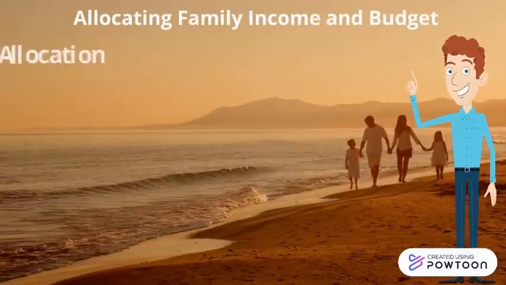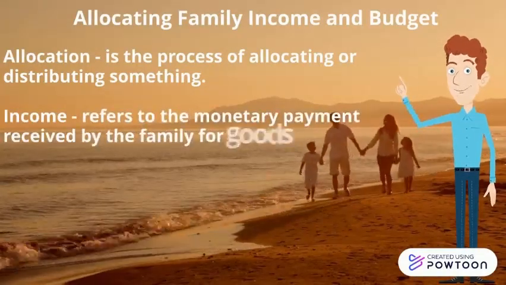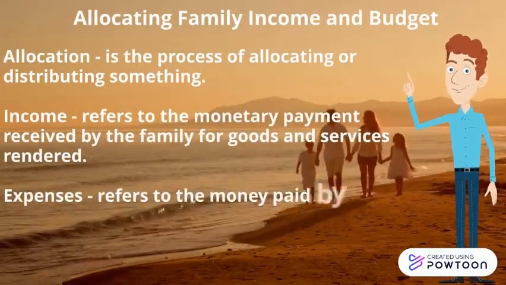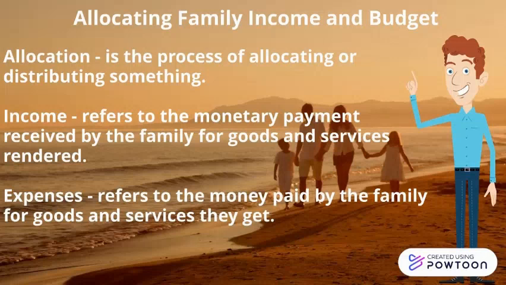Allocating family income and budget. Allocation is the process of allocating or distributing something. Income refers to the monetary payment received by the family for goods and services rendered. Expenses refers to the money paid by the family for goods and services they get.